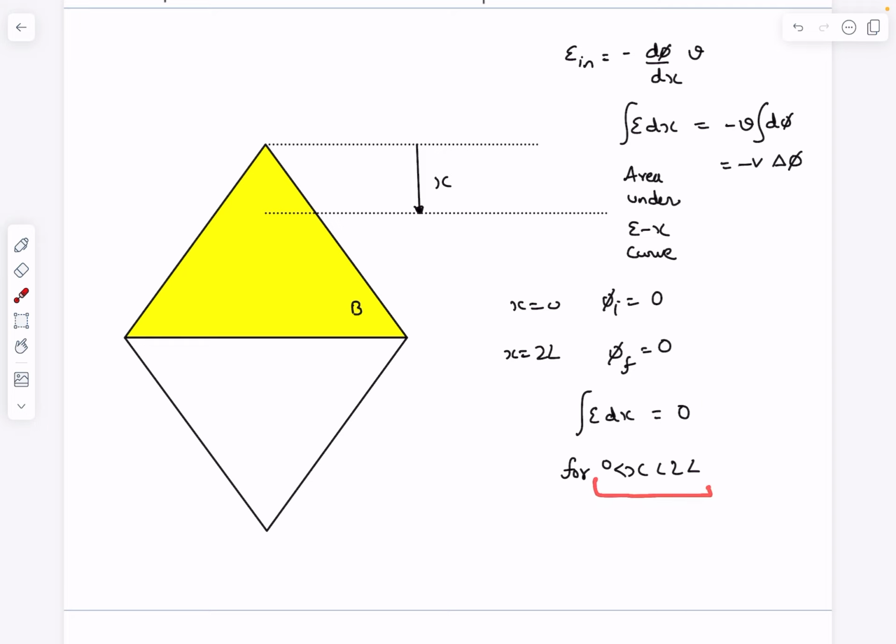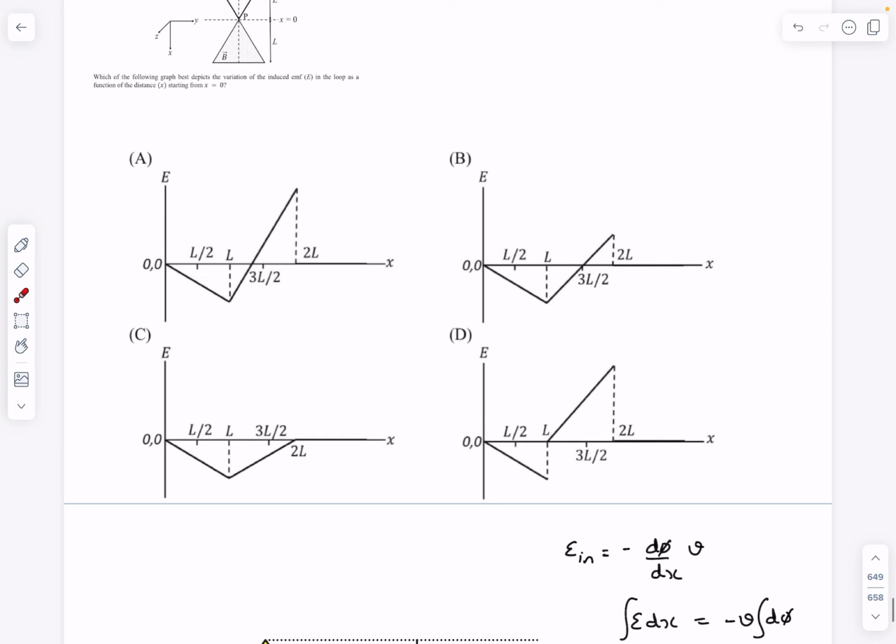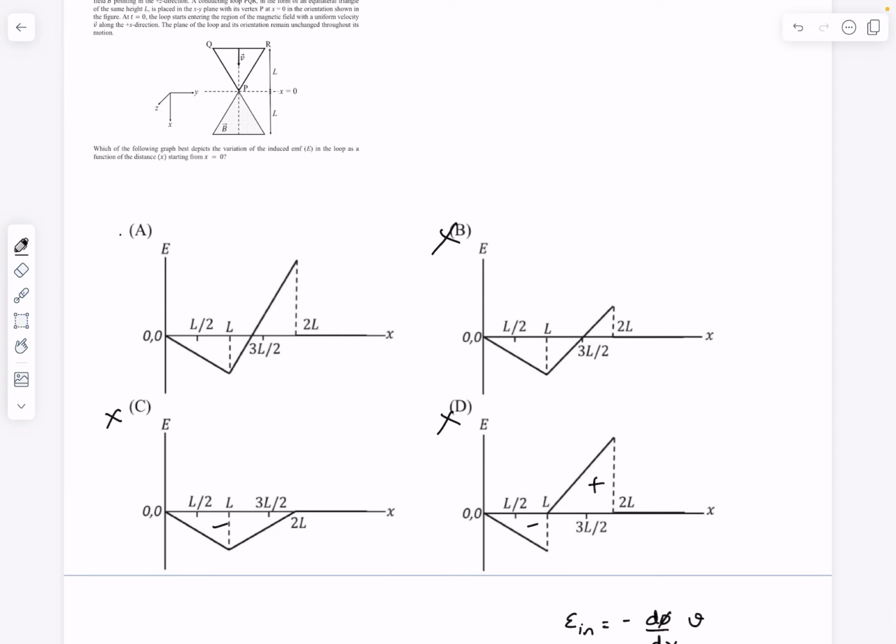So now if you observe the options, option C definitely cannot be the answer because the area is negative. Here the positive area is greater than the negative area, so D cannot be the answer as well. Again, B cannot be the answer. And so the only option that has the potential to be an answer is option A. So this was the easiest way to solve this problem, you could say.